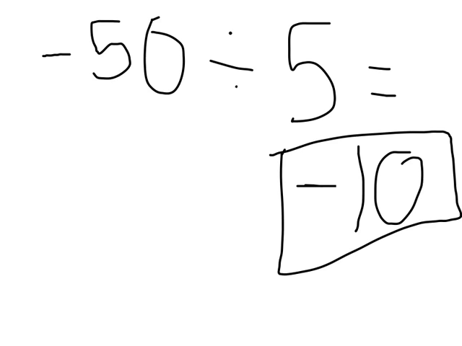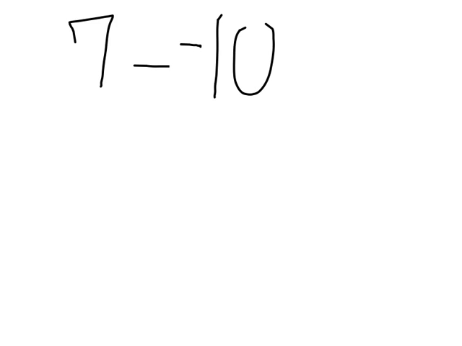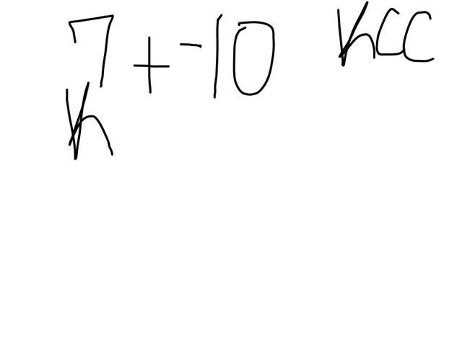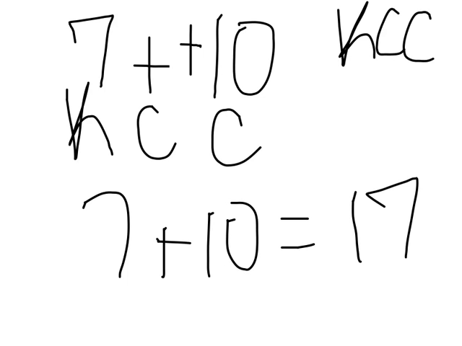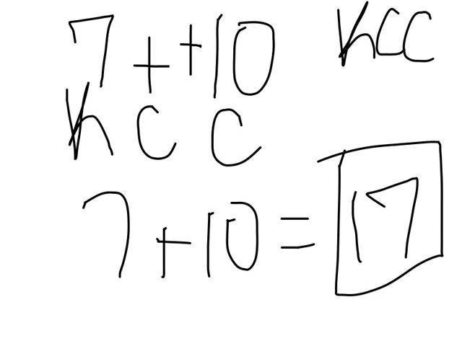Oh, wait, no, let's do one more just in case. Let's say I have positive 7 minus negative 10. Well, I know that because I have two negatives like this, I'm going to do keep, change, change. So I'm going to keep my 7. I'm going to change my subtraction sign to addition, and I'm going to change my negative sign to a positive. So now this becomes 7 plus 10, which is 17. All right, truly now, that's going to be it for me.